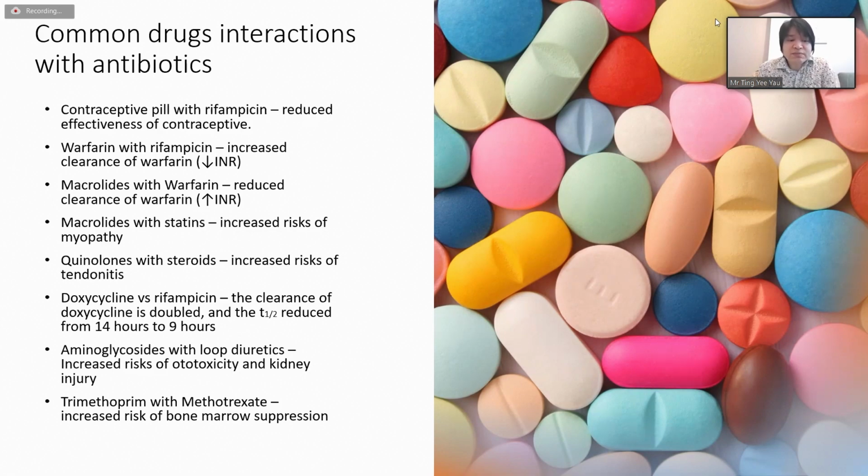There's also some synergistic toxicity with different medications, including aminoglycosides and loop diuretics. It will increase the ototoxicity and the risk of AKI. Other medications like trimethoprim and methotrexate work very similarly. They are antifolates. If you give them together, there is a risk of increased bone marrow suppression.